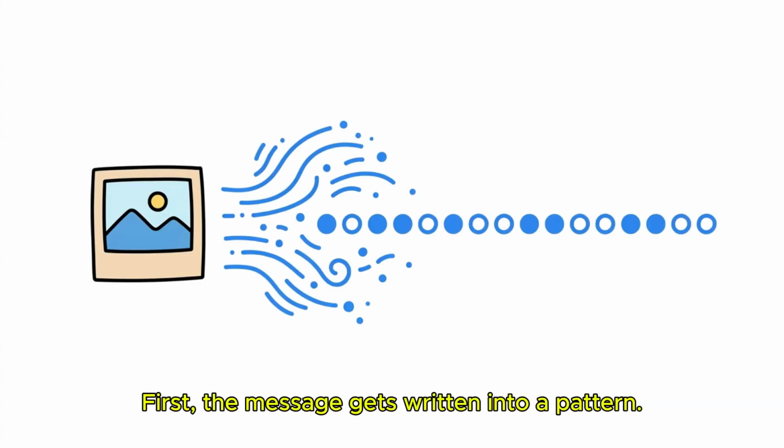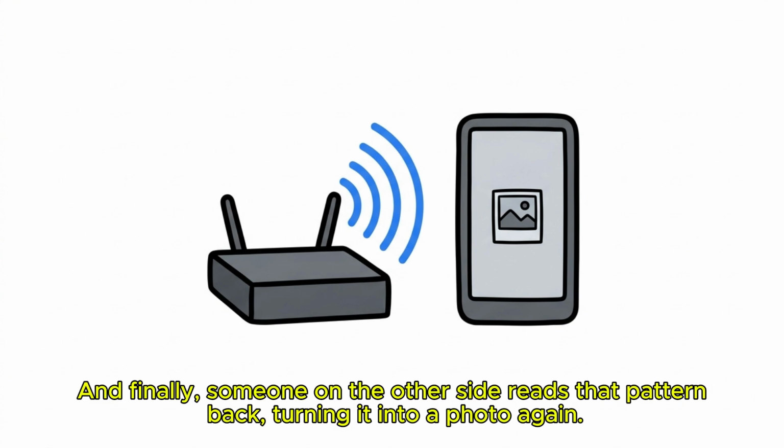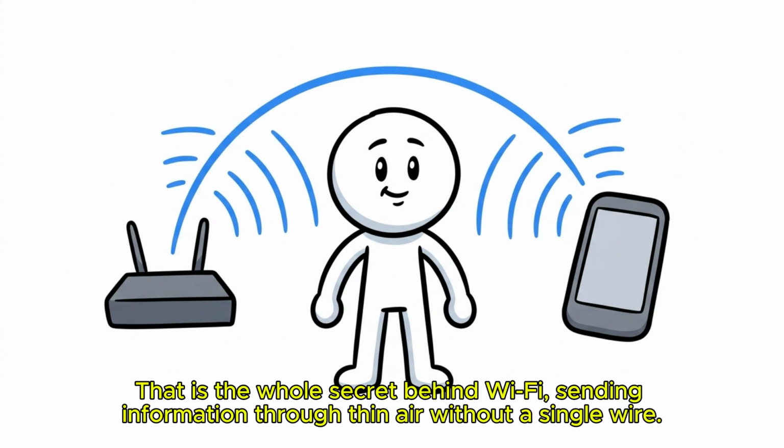So let's put it all together. First, the message gets written into a pattern. Then that pattern rides on an invisible wave, sent out in every direction. And finally, someone on the other side reads that pattern back, turning it into a photo again. That is the whole secret behind Wi-Fi, sending information through thin air without a single wire.